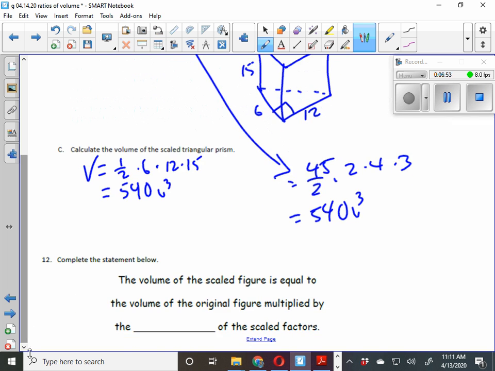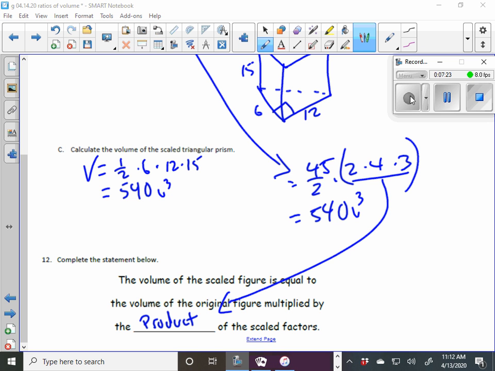And then down here this says, complete the statement below: the volume is multiplied by the scale factors, or the product of the scale factors, right? Here's the product that they were talking about.